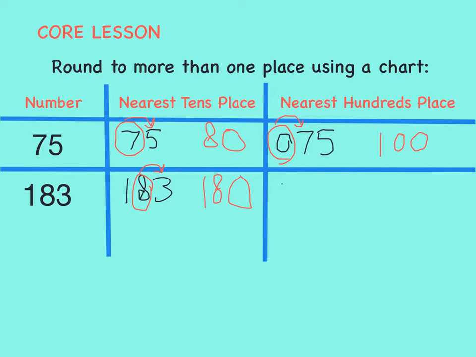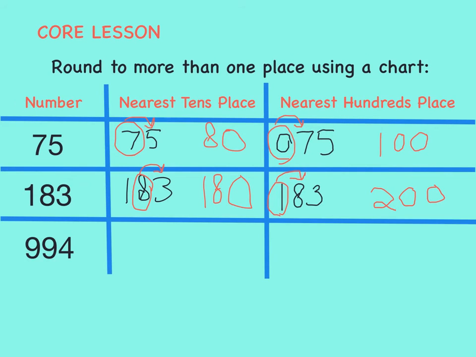Now let's round 183 to the nearest hundreds place. So let's circle the place we're rounding to. Look next door for what to do. I see an 8, so I know that 1 is going to round up to a 2. Everything to the right becomes a 0. I know that 183 rounds to 200 when rounding to the nearest hundreds place.